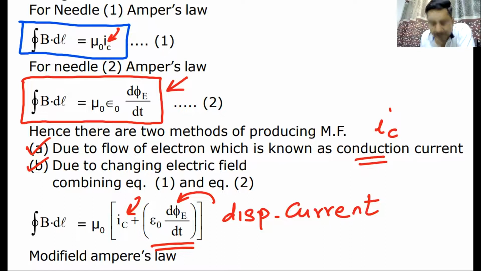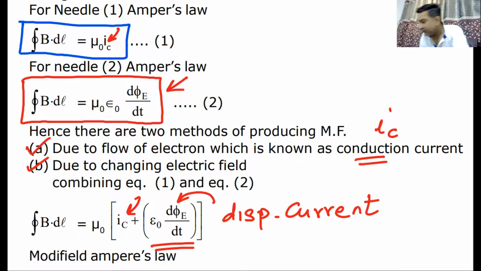This term has come because a changing magnetic field with time will create an electric field. This electric field will have its own current. That current is known as displacement current. Epsilon naught d phi E by dt is known as the displacement current. IC is your normal current which is due to the flow of electrons.